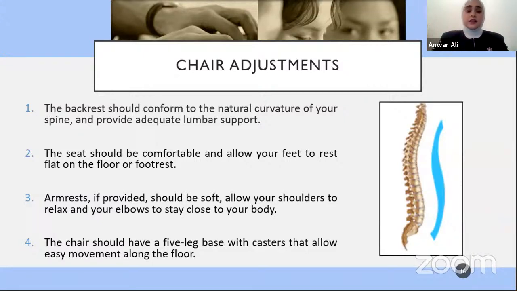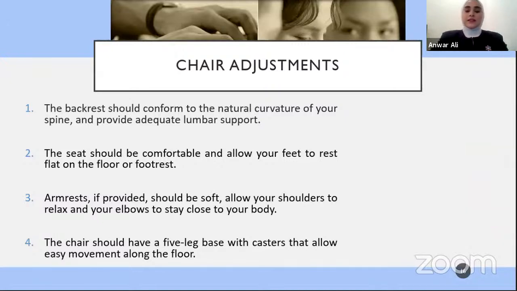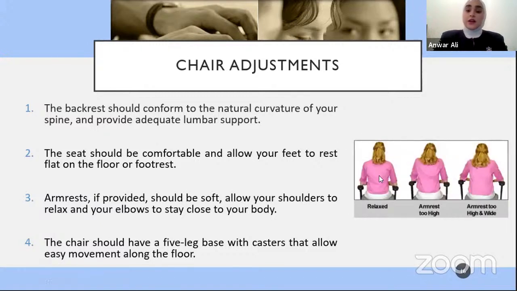The other point is the seat should be comfortable and allow your feet to rest flat on the floor. If you're short, like in my case, or the desk is too high for you, make sure you have a footrest so that you put your feet flat on the footrest and keep your legs vertical. The armrest, if provided, should be soft and allow your shoulders to relax and your elbows to stay close to your body. As we can see from the picture, this is the optimum one that we want: relaxed, not too high and not too wide. That will put pressure on your shoulder, and that's something that we want to avoid.